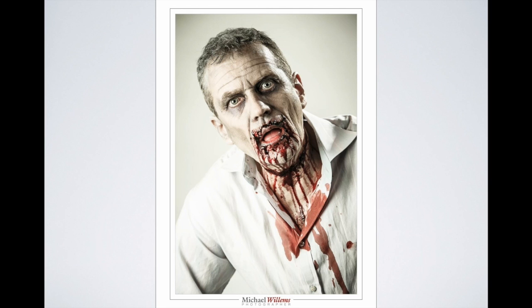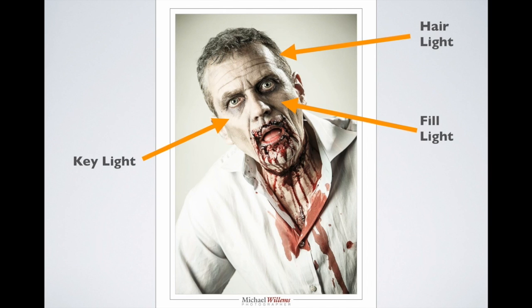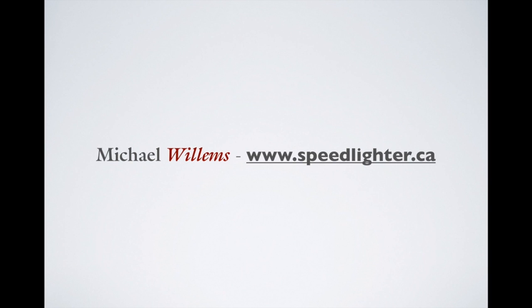So there you have it, a simple way to create a nice looking portrait of handsome people like myself, the zombie here. And again here you see the same thing, key light, fill light, and a hair light or a rim light. And in this case no background light, so the background shows. That's it, that's how you do a standard portrait.